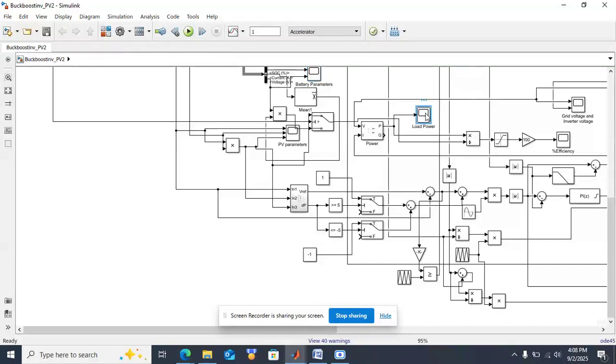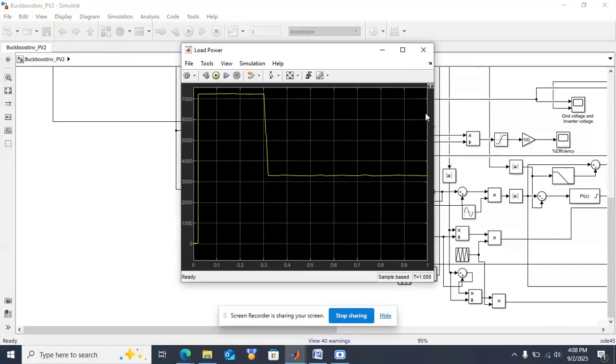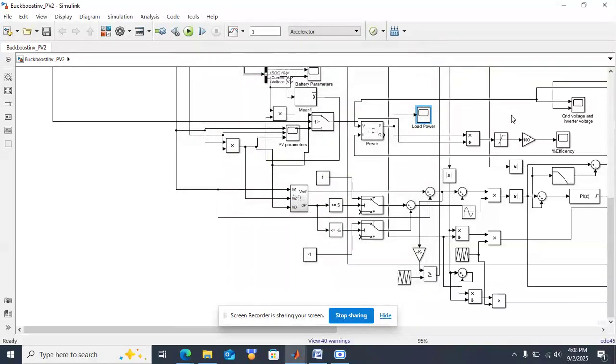And this is the load power. Initially the load power, that is load power and grid power or inverter power, is around 7200 watts, and when the battery is providing the energy, it is reduced to 3200 watts. That means when PV is available, it is providing to both load and grid. When PV is not available, it is providing the power only to the load.